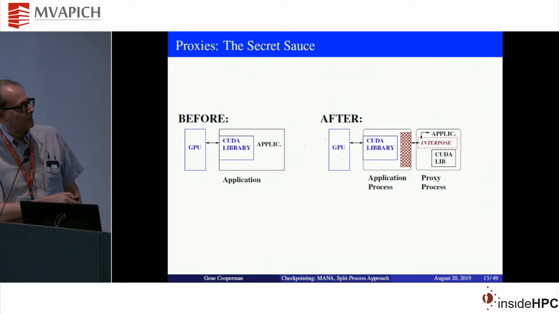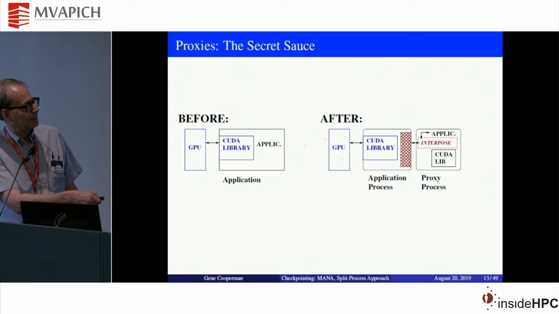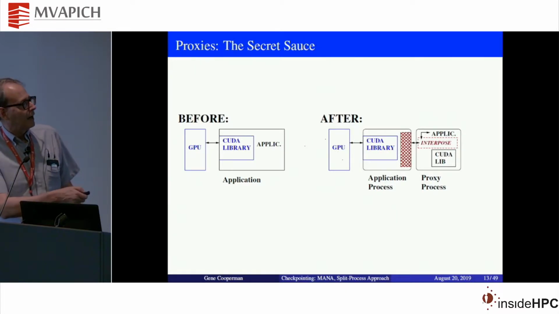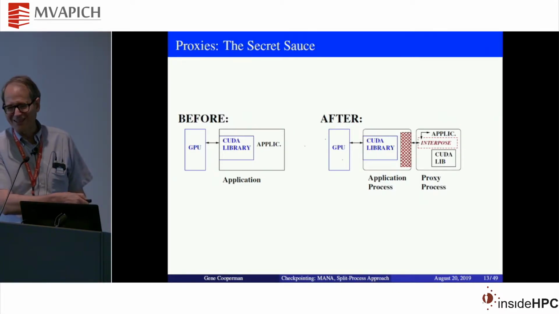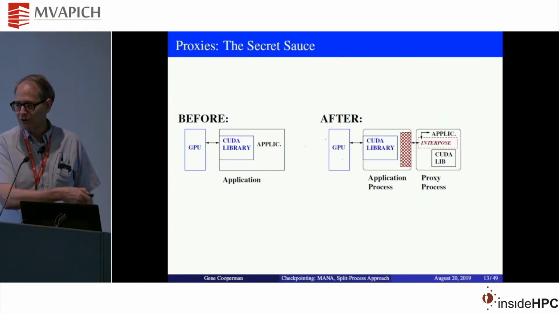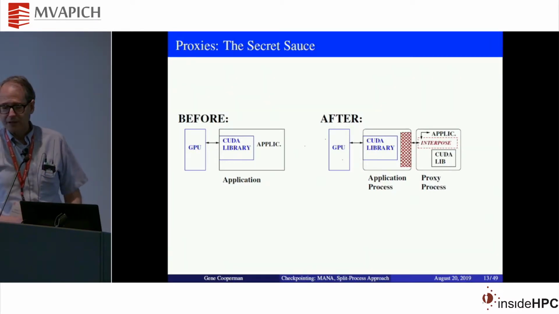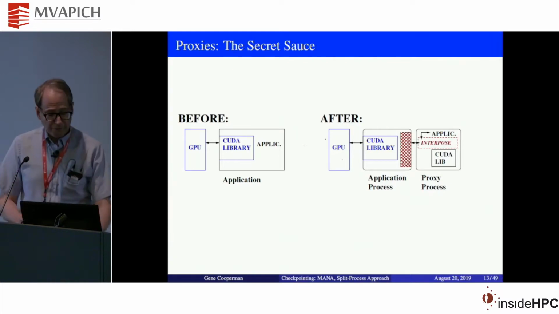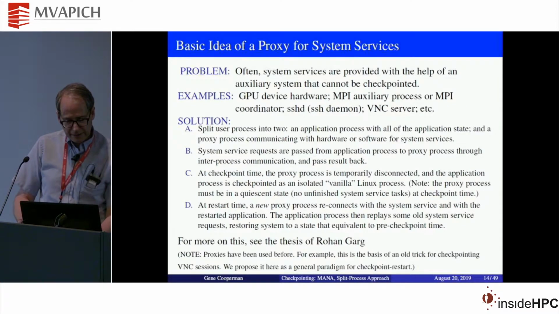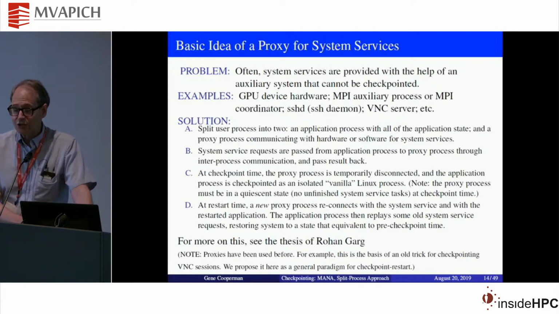Because when it's time to checkpoint, we will only checkpoint the application process here. We will not checkpoint the proxy process. And then at the time of restart, we will start a new proxy process. It will advertise itself to the application, and the application continues where it left off. So this works. There are some details there, but it works. Unfortunately, the overhead in some real-world applications was about 6%.